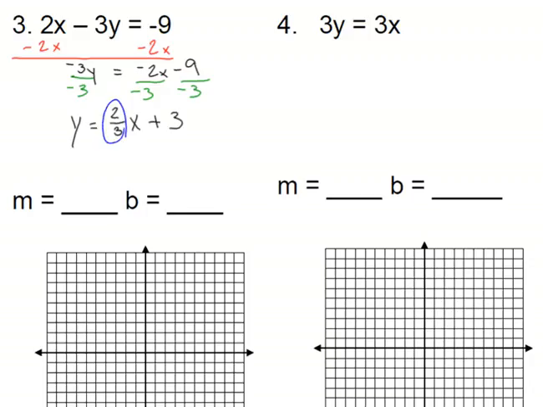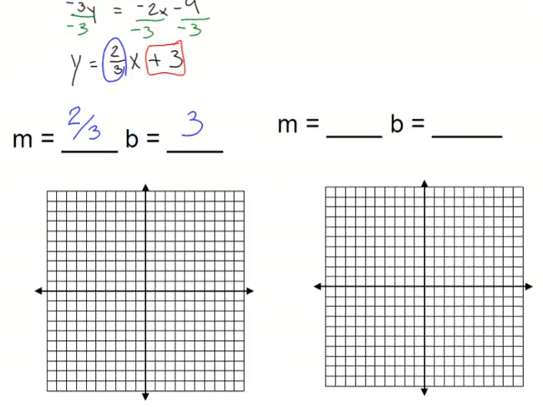I now have my slope, 2 over 3, and my y-intercept, which is 3. I go to my y-intercept of 3: 1, 2, 3 from the origin. Place my point. I apply my slope, so I rise 2 places and run to the right 3. And there's my second point. We have to have 2 points to graph a line. We draw an arrow on the end to show it goes on forever in both directions.